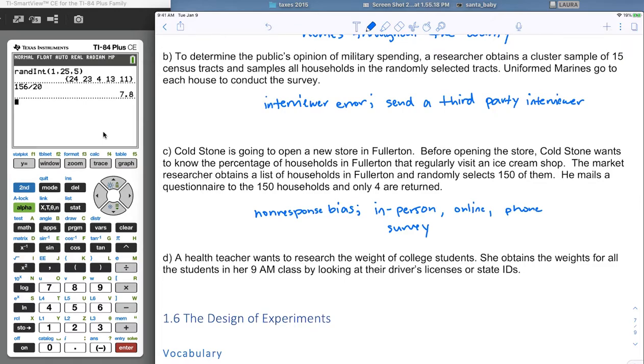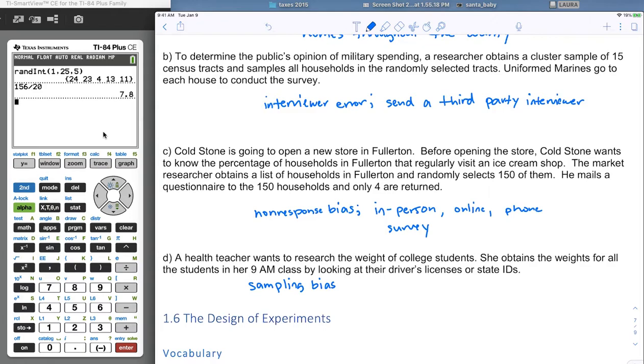Okay, last one here, Part D. A health teacher wants to research the weight of college students. She obtains the weights for all the students in her 9 a.m. class by looking at their driver's licenses or state IDs. There's a couple issues here. I would first say there is definitely sampling bias. She's just going with her class.